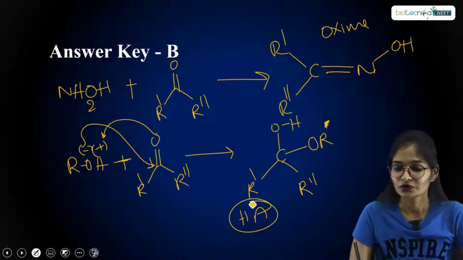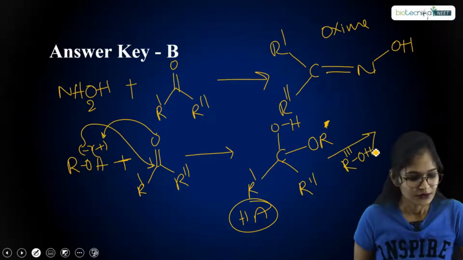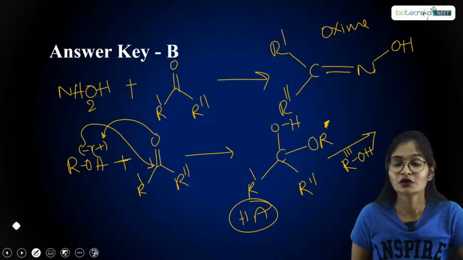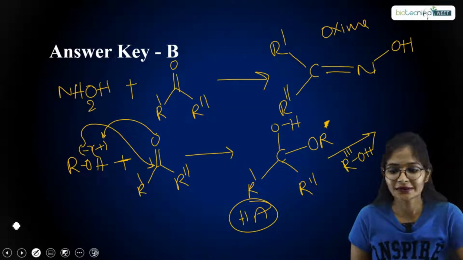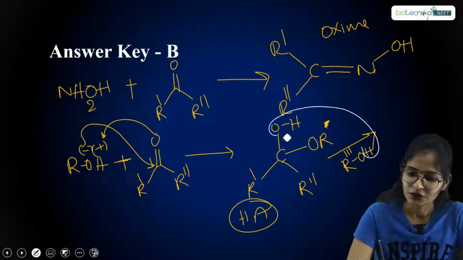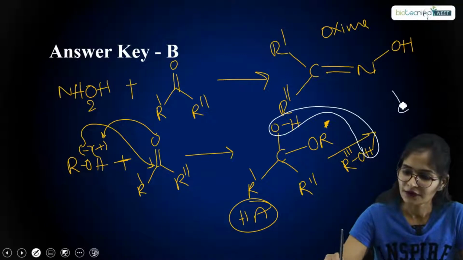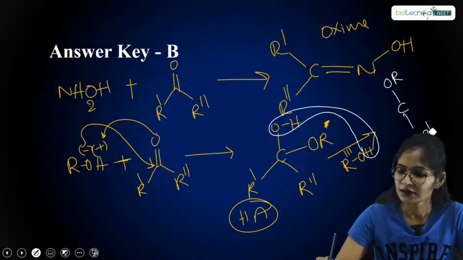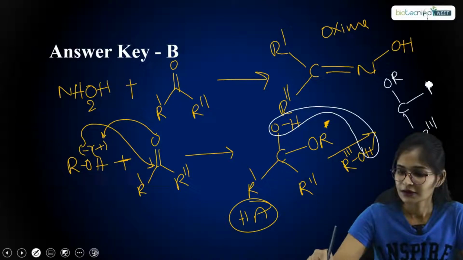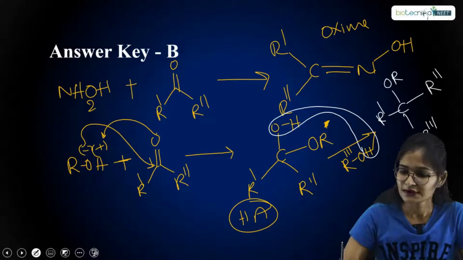Next, it is going to be attacked by another mole of alcohol. When we consider another mole of alcohol, it will give me the acetal directly. This proton will go with this OH as a water molecule, and now the carbon will have OR on one side, another OR on the other side, and here R double dash and R dash. So this is your acetal.